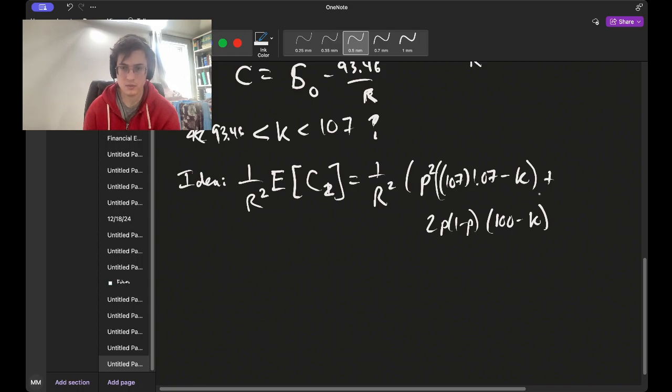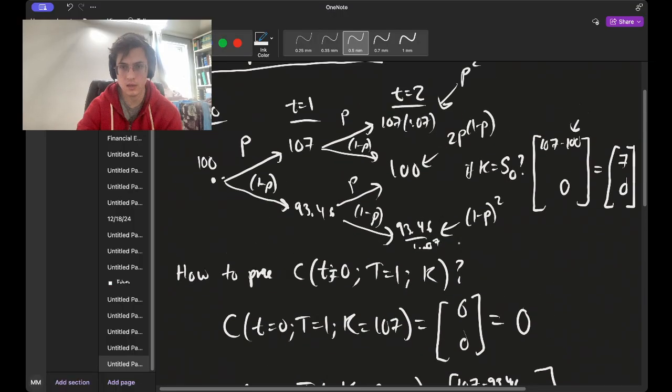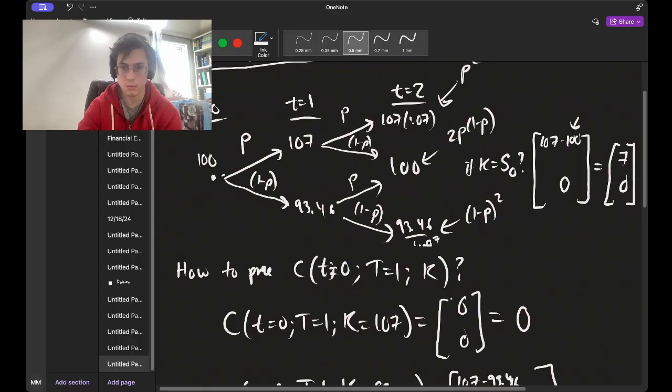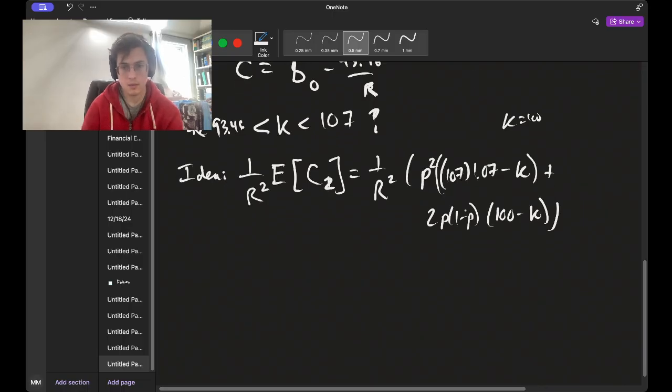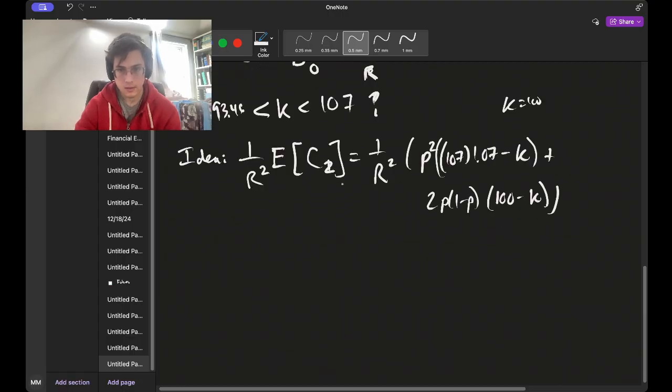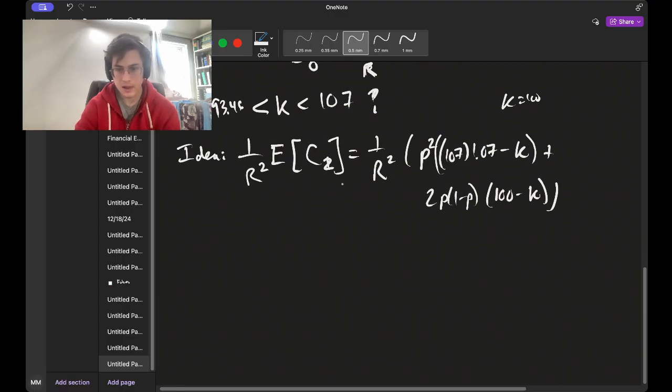And then it depends on the strike price K. Let's just say the strike price is 100, then you get nothing if it hit this bottom one. 93.46 divided by 1.07. So then you take this, so this would be the expected value, and you could happily compute it like that. However, this is not actually what is used to price options.